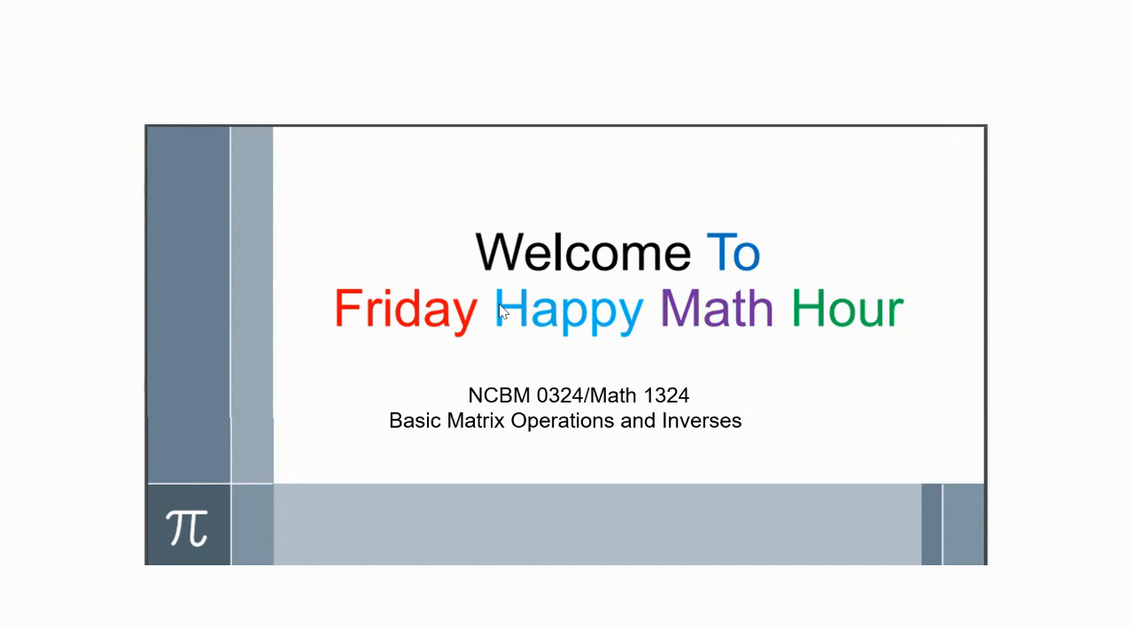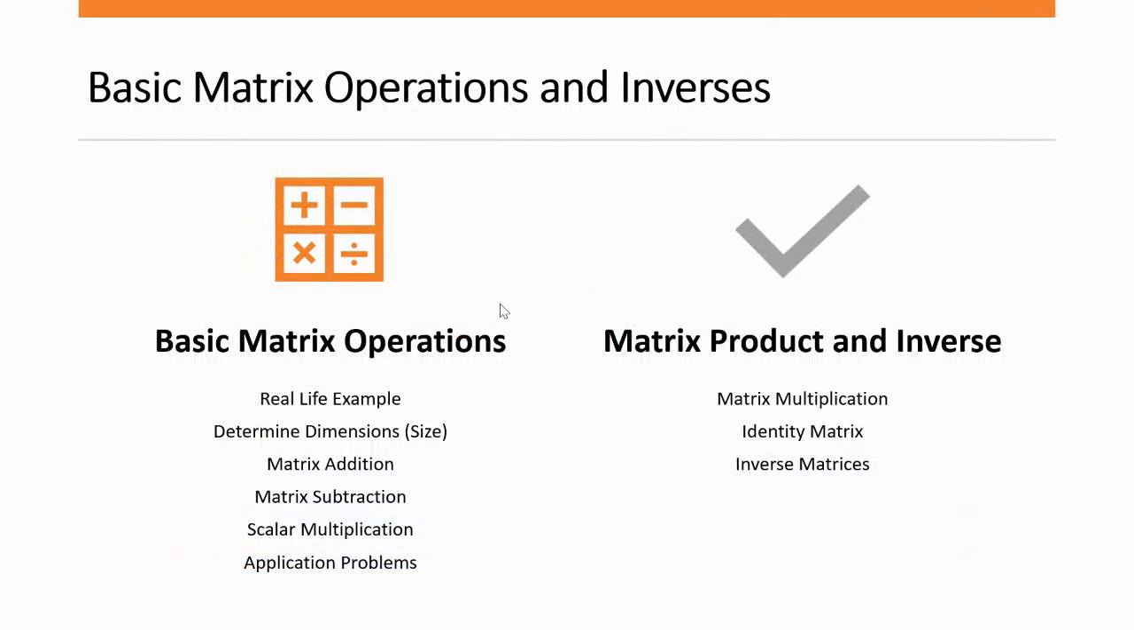Today we're going to cover basic matrix operations and inverses. These are the topics that I'm going to cover today. To start off, there are going to be real life examples. Determine dimensions, which is the size of a matrix. Matrix addition, matrix subtraction, scalar multiplication, and application problems. And then the second part, I believe, is going to be matrix product and inverses, which is matrix multiplication, the identity matrix, and inverse matrices.